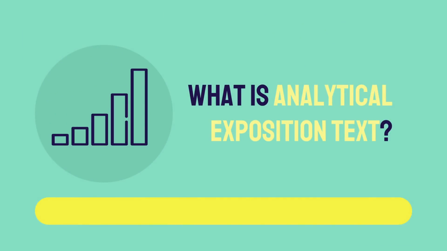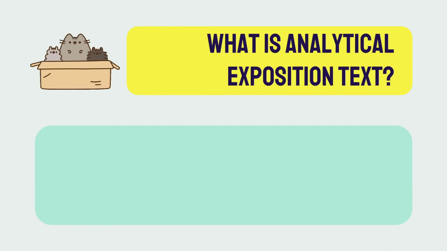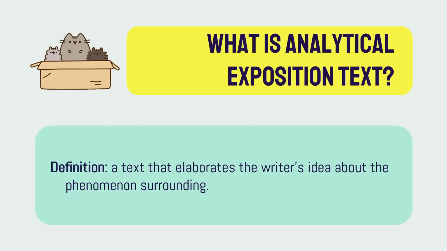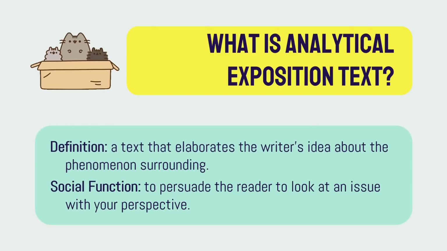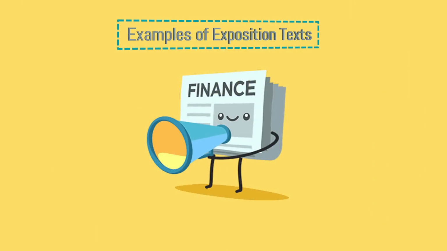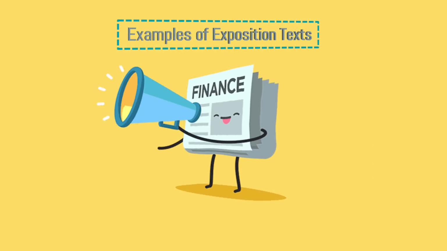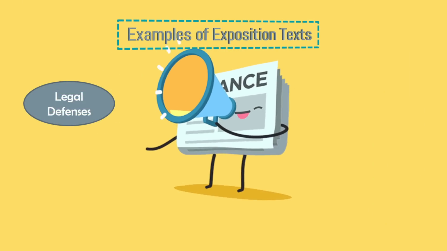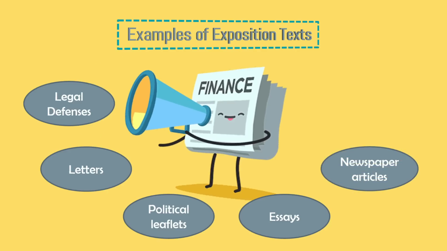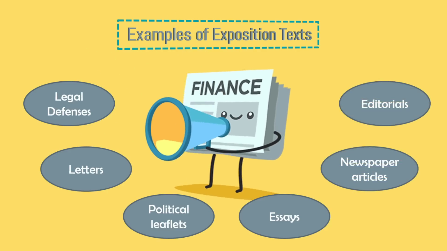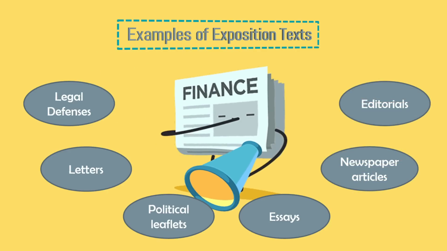What is analytical exposition text? Let's get to know. So, analytical exposition text is a text that elaborates the writer's idea about the phenomenon surrounding. The social function is to persuade the reader to look at an issue with your perspective. Exposition text can be found in many forms, such as legal defenses, letters, political leaflets, essays, newspaper articles, editorials, and of course so many more.